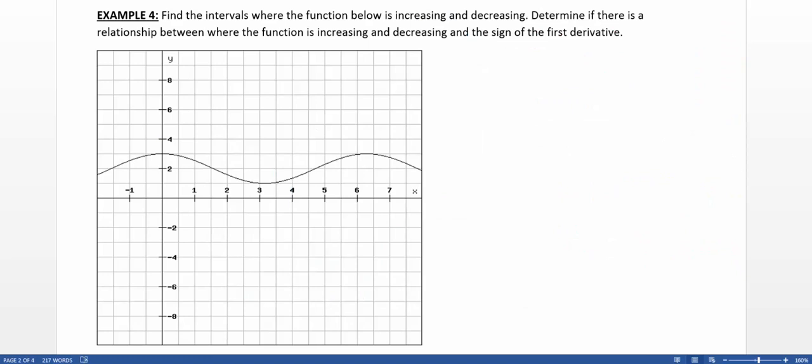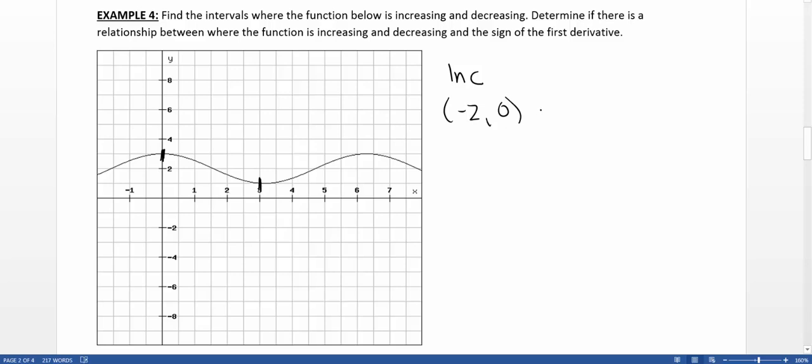Example 4. Find the intervals where the function below is increasing and decreasing. Determine if there is a relationship between where the function is increasing and decreasing and the sign of the first derivative. So our function is going to be increasing when the y values are going up from left to right. The first interval where that's happening looks like it goes from -2 until 0. So we're going to be increasing from -2 until 0.